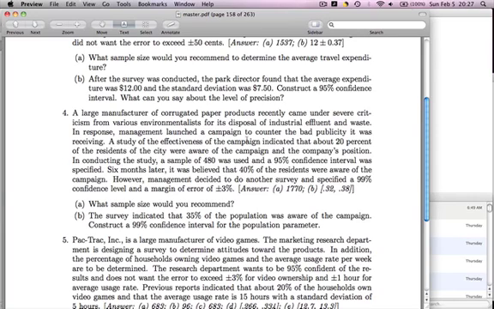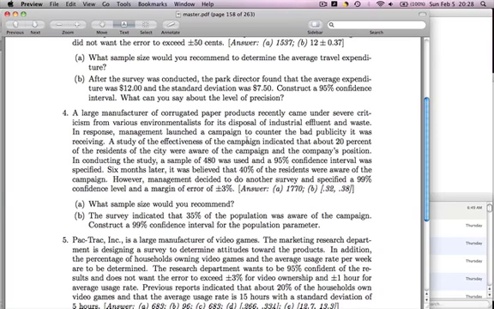Let's do problem 4 now from the sample size exercises on page 158 of the course packet. So we have a large manufacturer of corrugated products that came under severe criticism because of its disposal of waste and everything. In its response, management launched a campaign to counter the bad publicity that it was receiving. The study of effectiveness of the campaign indicated that about 20% of the residents in the city were aware of the campaign and the company's position.